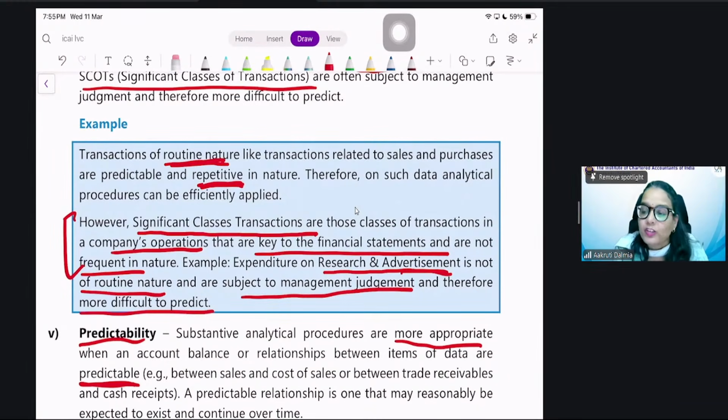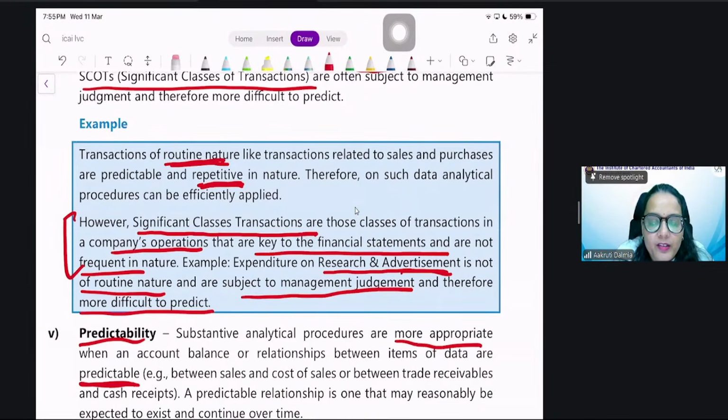They are subject to a lot of judgment, and therefore they are more difficult to predict. Something that cannot be predicted, can you use analytical procedure for it? If something has not happened before, can we analyze it? Suppose you are auditing a company which has invented a new type of product. There are no competitors. There is no industry data. There is nothing to compare. In that kind of company, can you use analytical procedure, or do you have to do more vouching and verification?